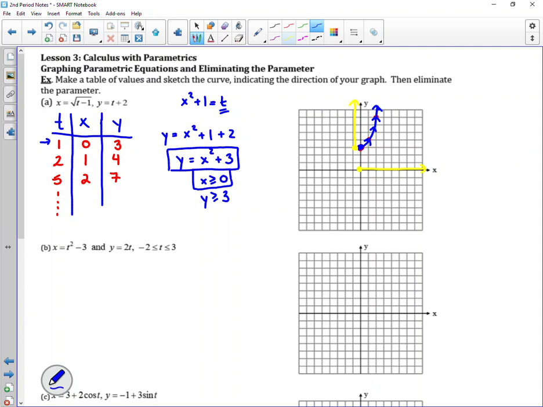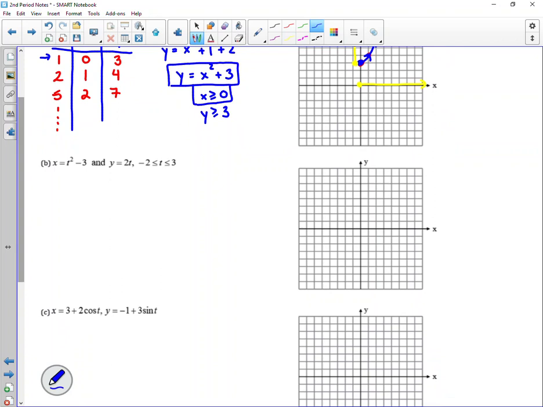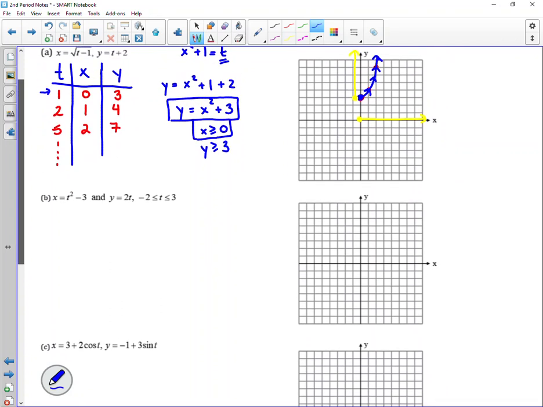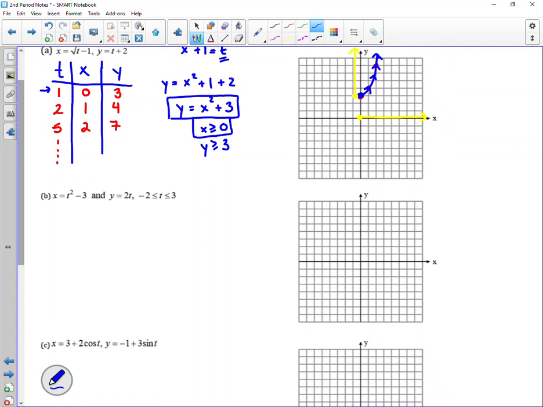Okay, so try B now. Make a table for me, graph it, graph the parametric, and then eliminate the parameter and restrict your domain if you have to. And remember, it has a domain right here for you, so you can only use values between -2 and 3 for your t.